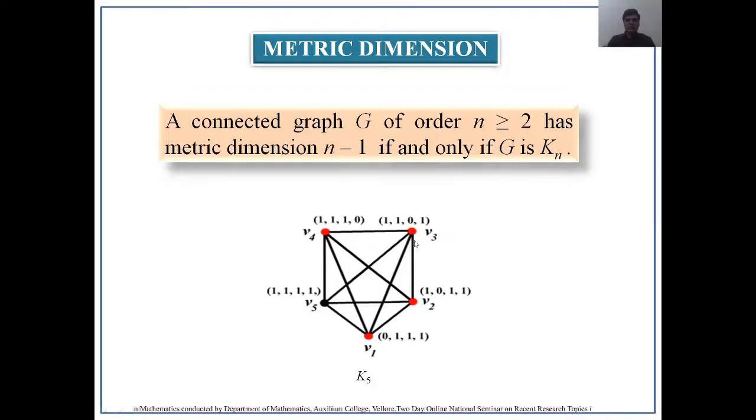So this is the upper bound. For any graph, if it is not a path or if it is not a complete graph, the metric dimension will lie between 1 and n minus 1. This is a brief introduction about metric dimension.